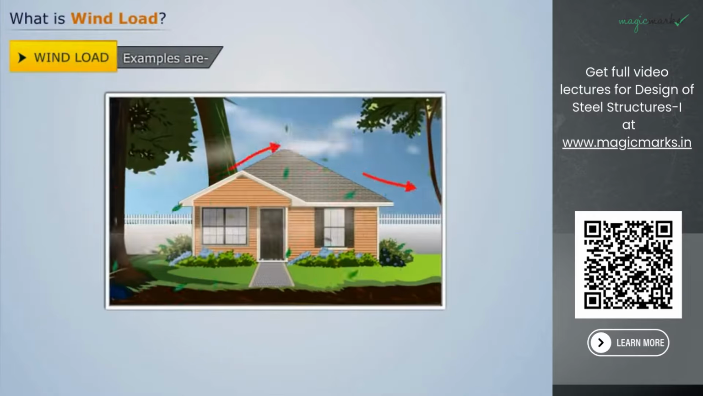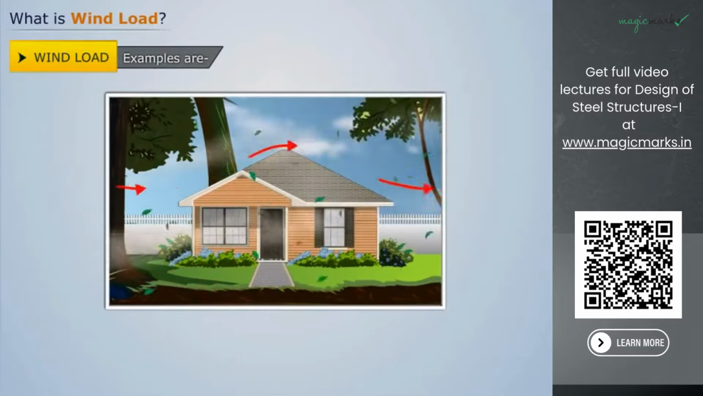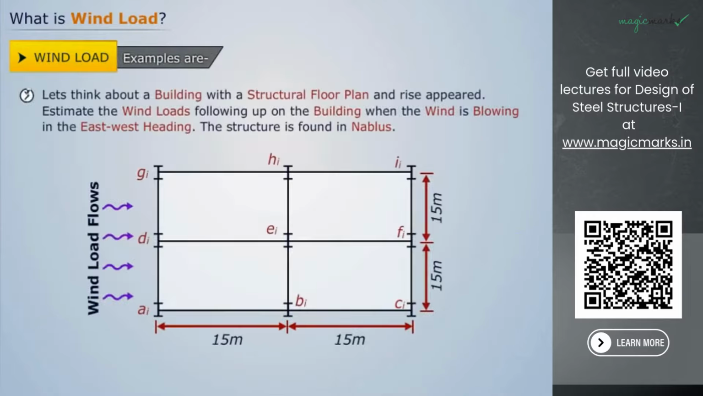Now let's take an example to better understand wind loads. Let's think about a building with a structural floor plan and rise. Estimate the wind loads on the building when the wind is blowing in the east-west direction. The structure is located in Nablus.